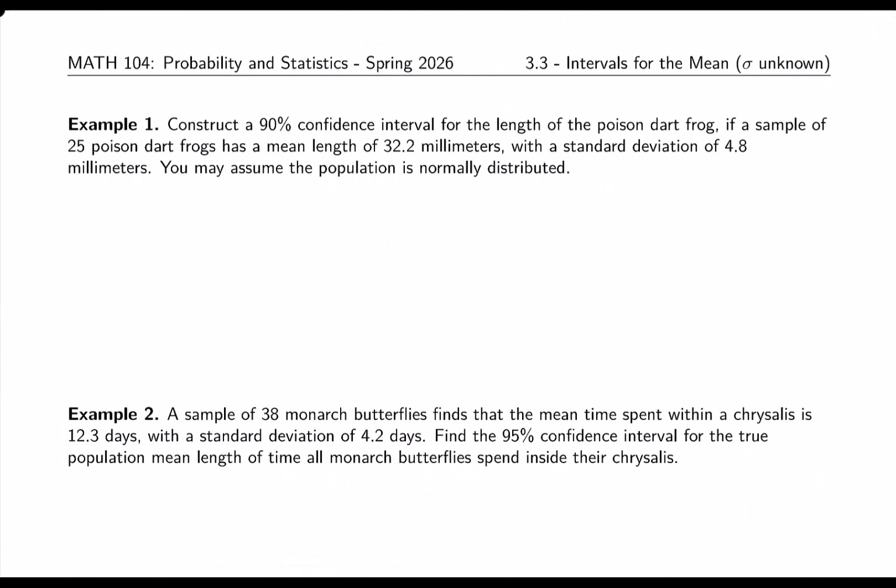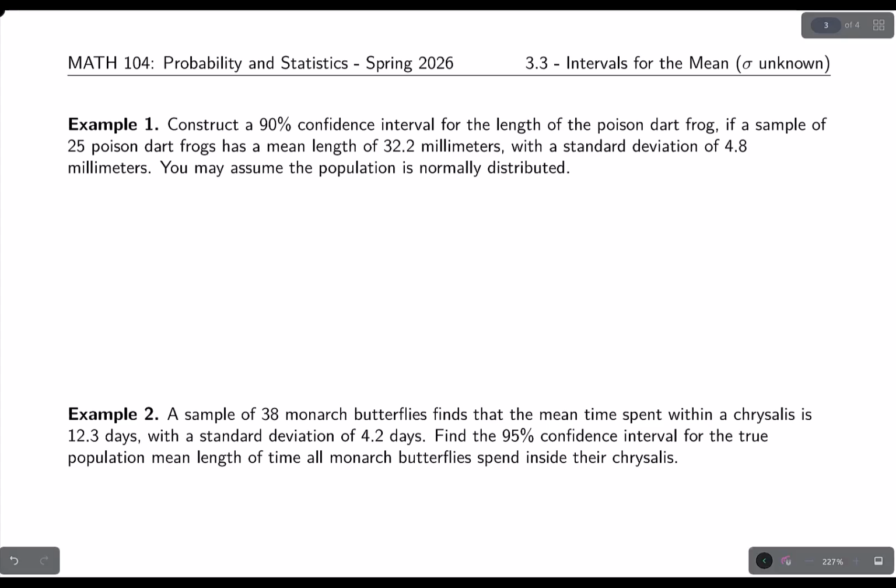Example 1. Construct a 90% confidence interval for the length of the poison dart frog if a sample of 25 poison dart frogs has a mean length of 32.2 millimeters with a standard deviation of 4.8 millimeters. You may assume the population is normally distributed.